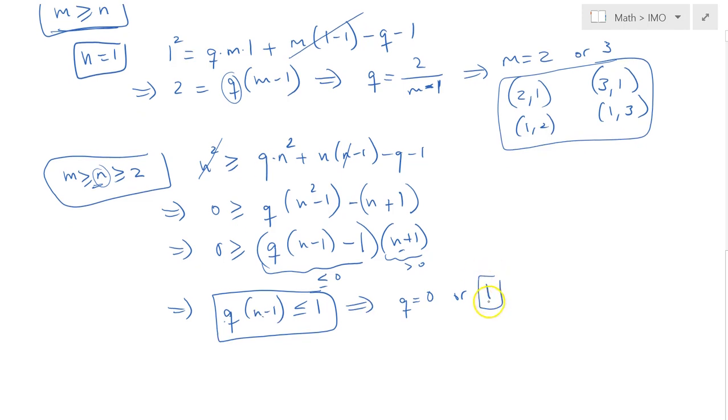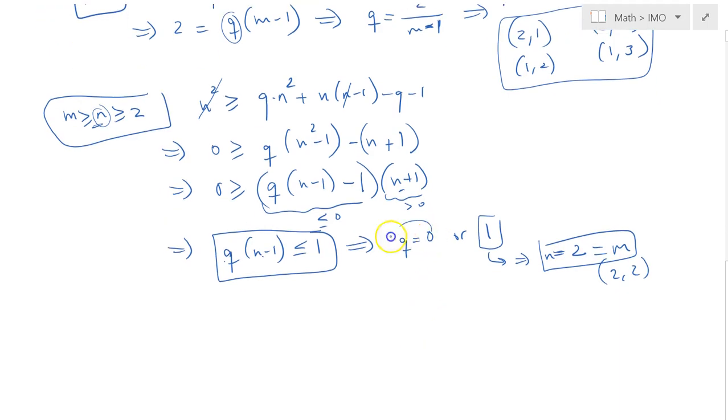If q is equal to 1, then this case would imply that n has to be equal to 2, and then as a result m also comes out as 2 as well. So this is another pair, namely (2, 2) works, and I don't have to worry about the symmetry here. So now finally we have this other case. What happens if q is actually 0 and n is greater than or equal to 2?